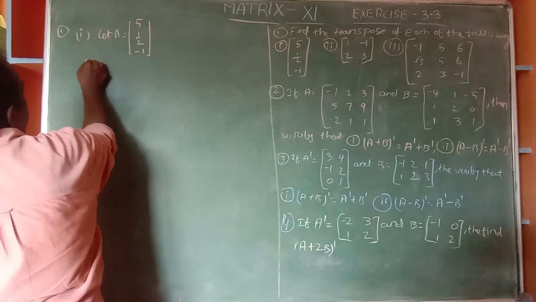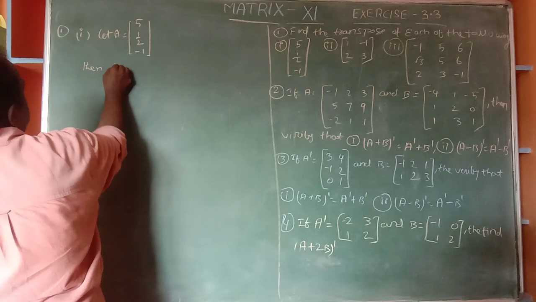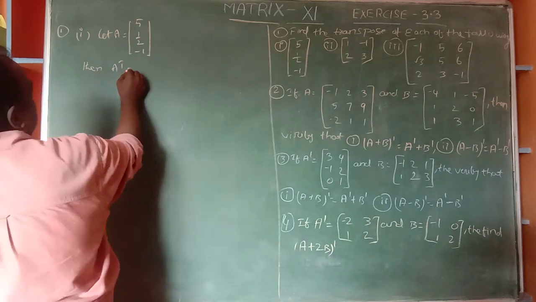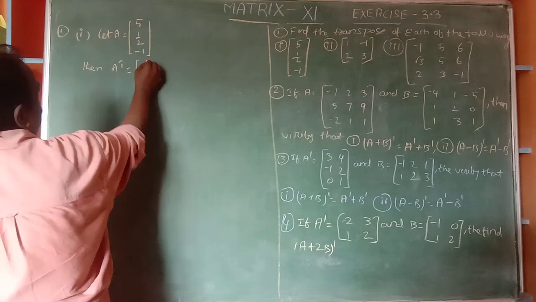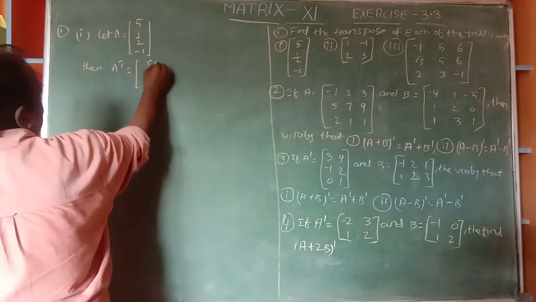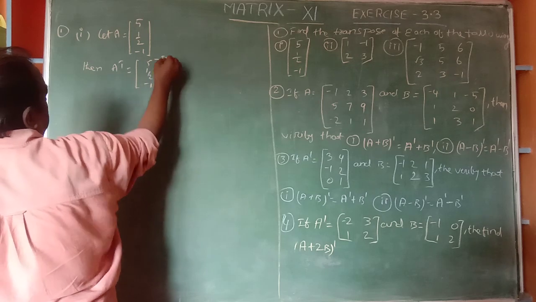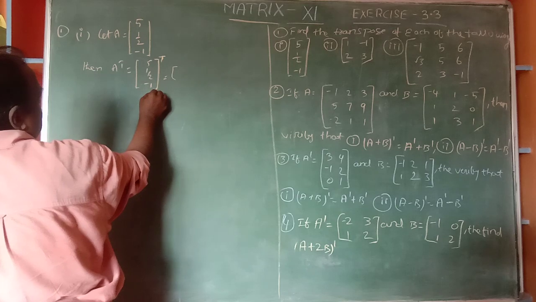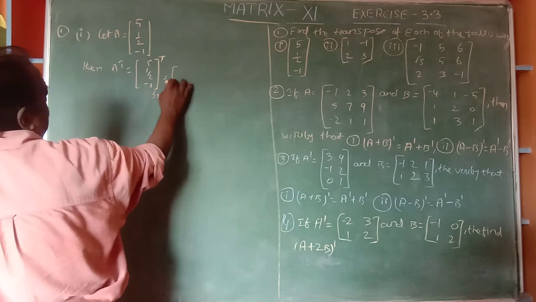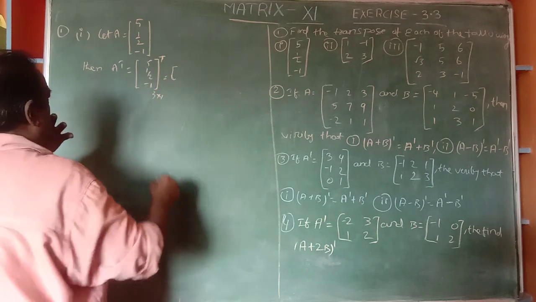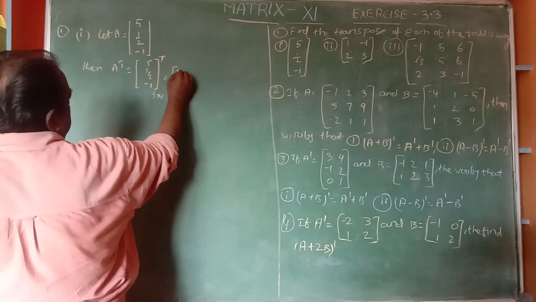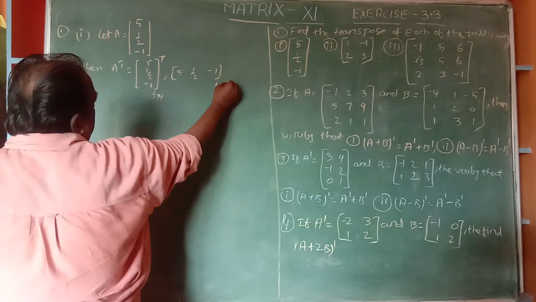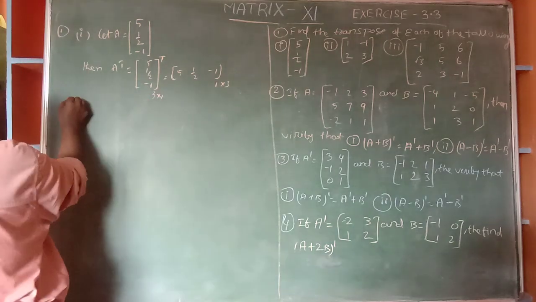Then what is A transpose? We are asked the transpose of each of the matrices. A transpose is, first you write like this. It is A transpose. It is 3 by 1, and the transpose is 1 by 3. This column will be changed as a row. That is A transpose.